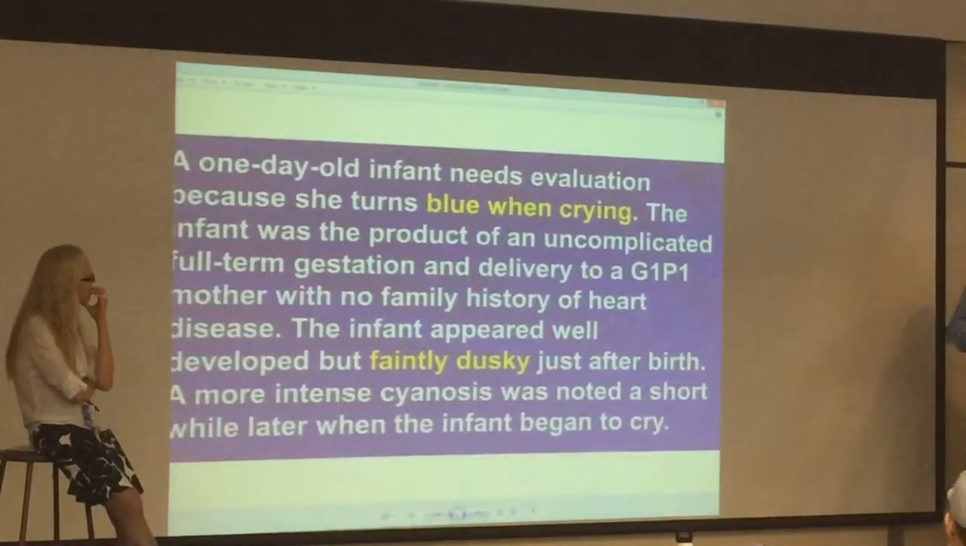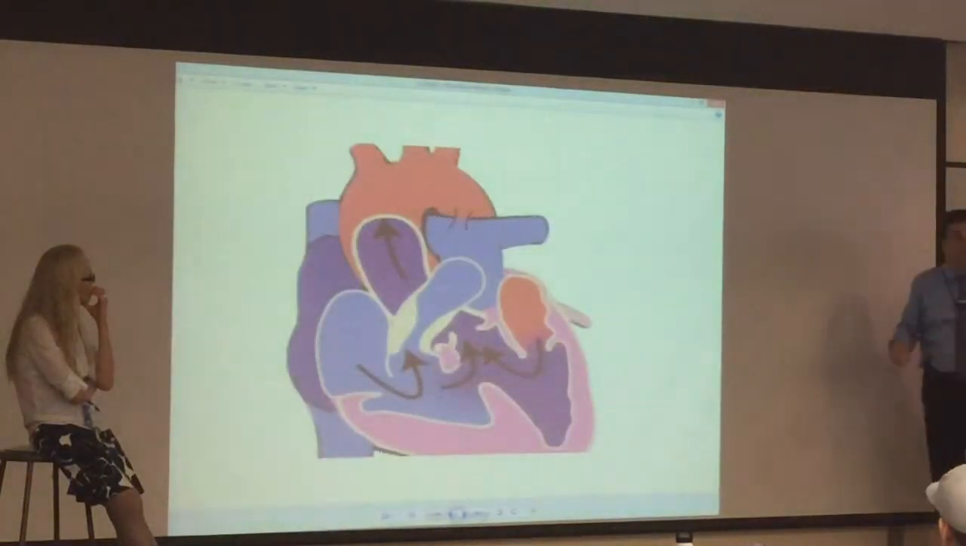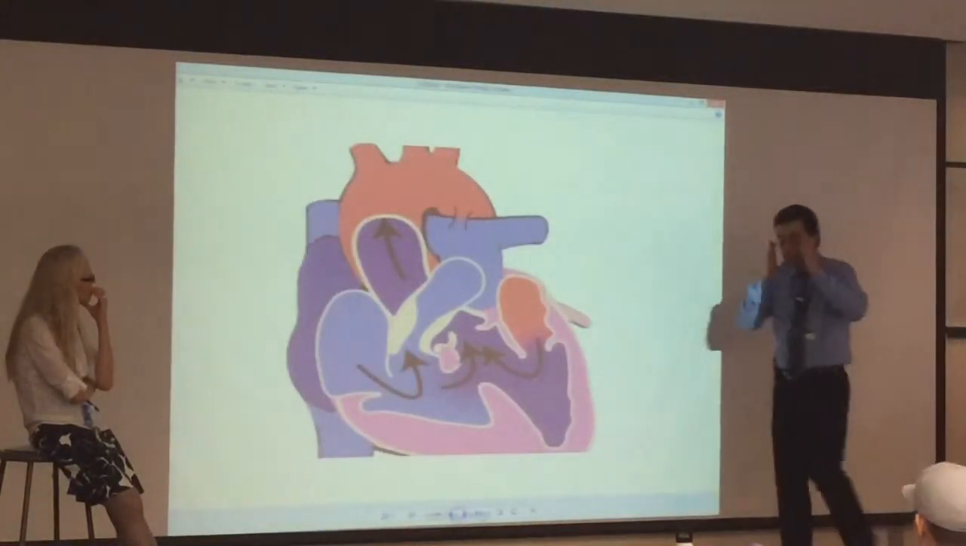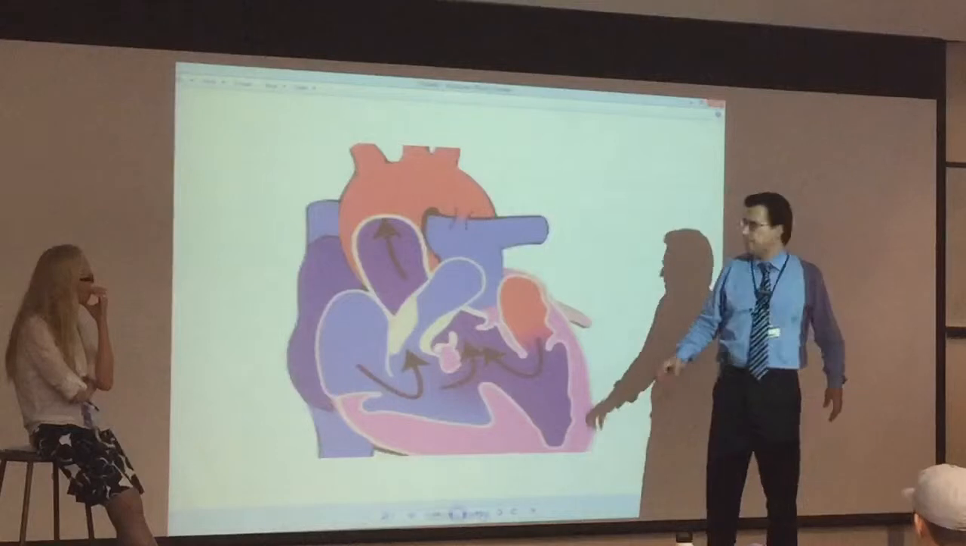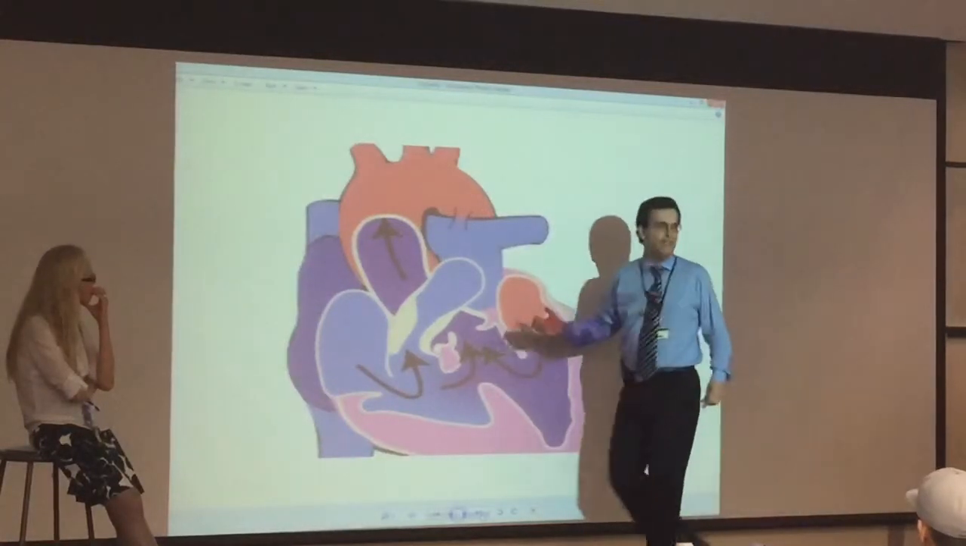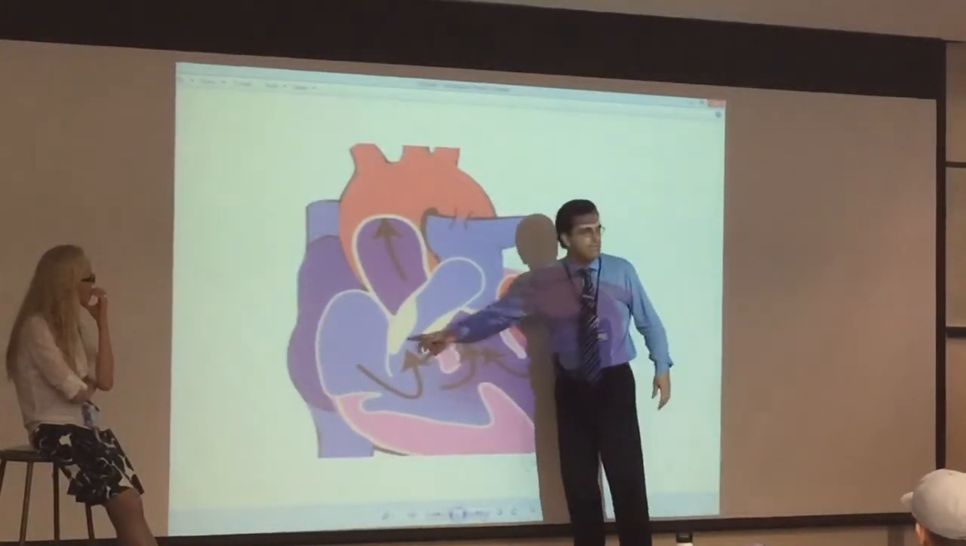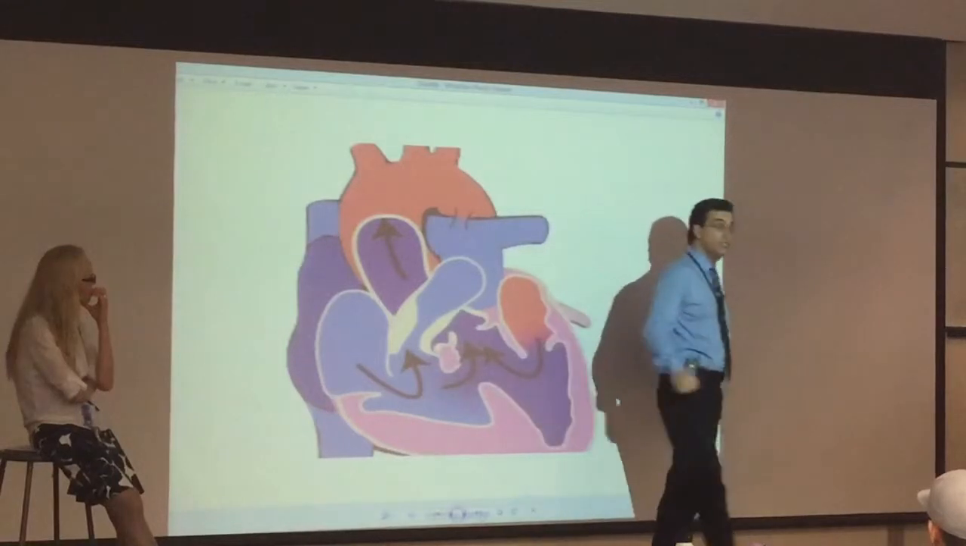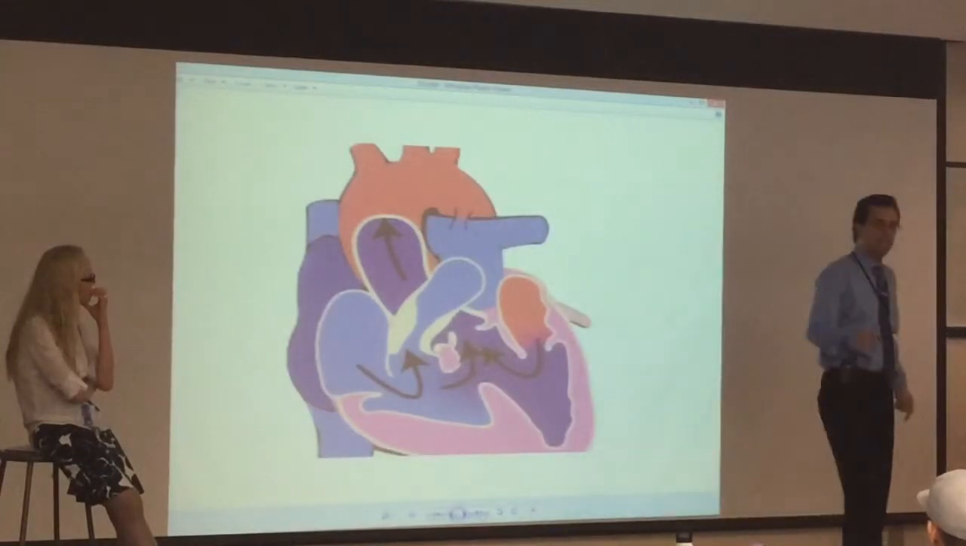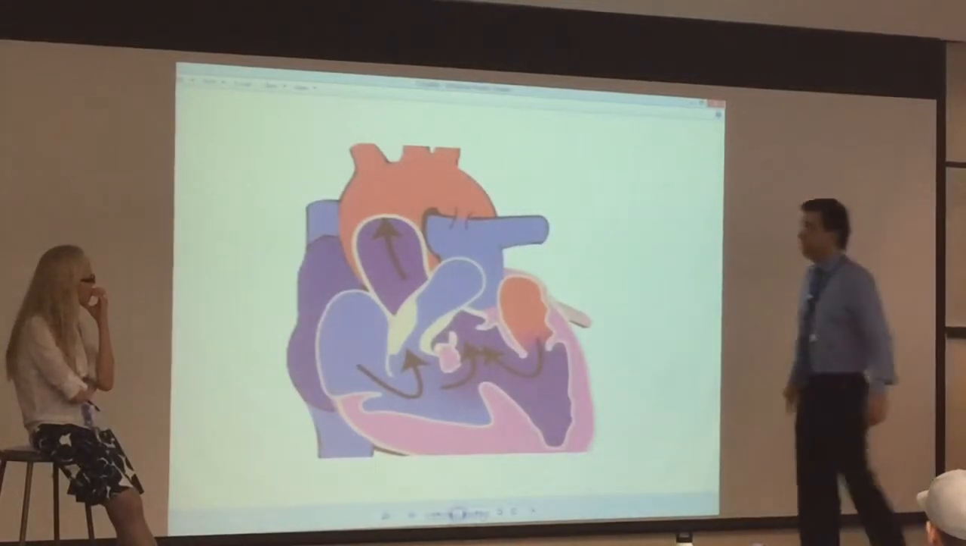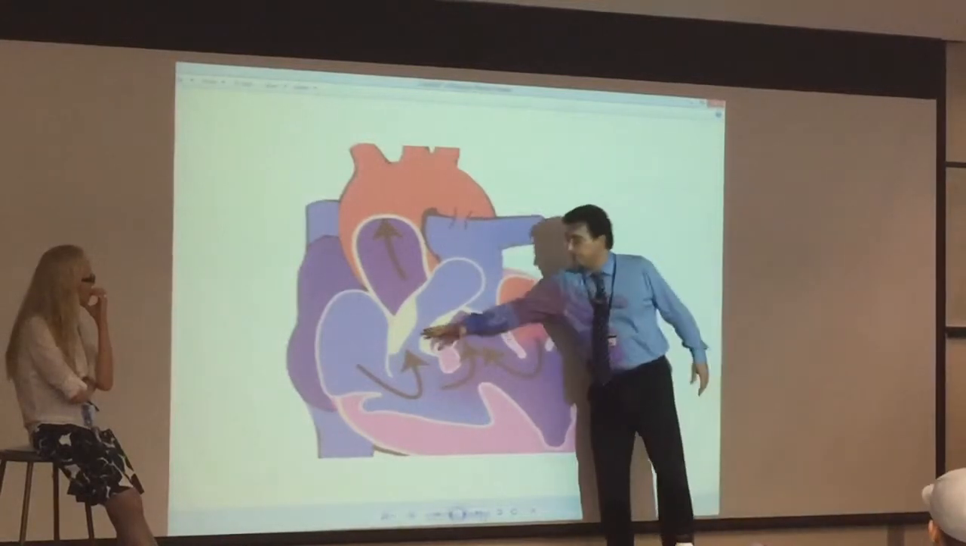The last case talks about cyanotic heart disease. This is the tetralogy of Fallot. So remember all four components. The most important component, the determinant of the symptoms, is the pulmonary stenosis. Usually it is very, very severe, and sometimes it can even be completely atretic.